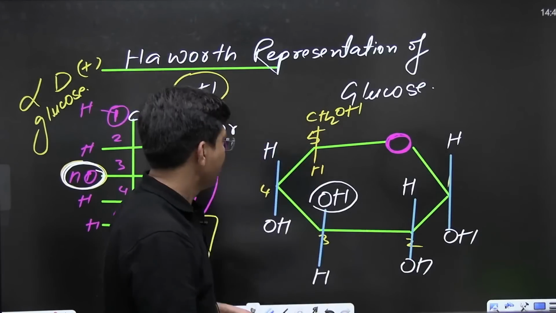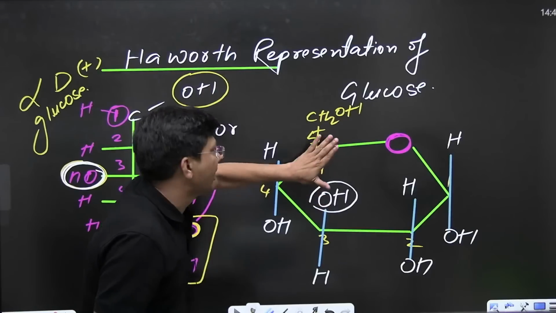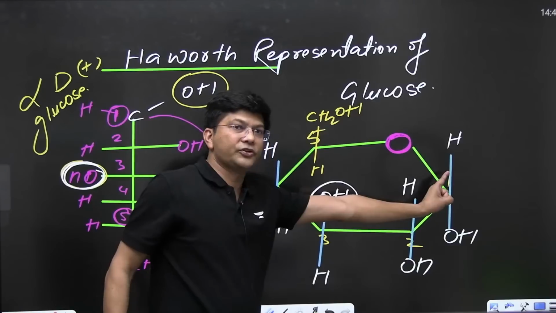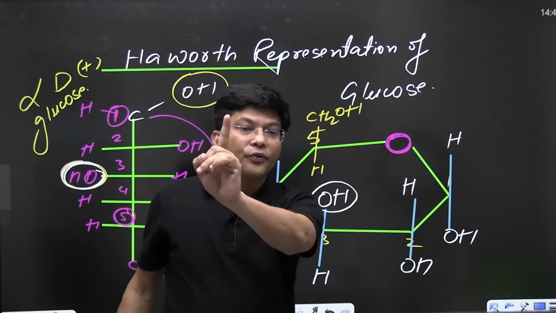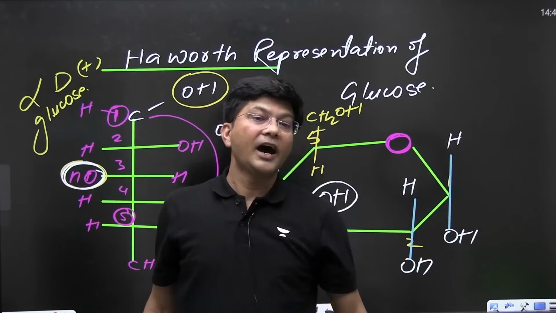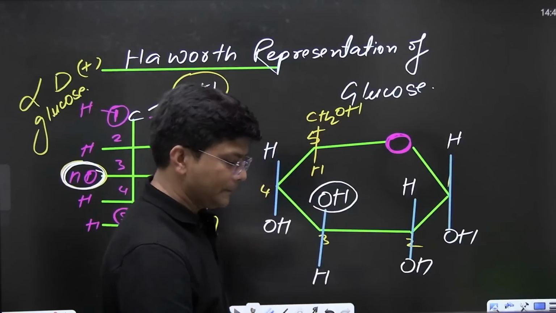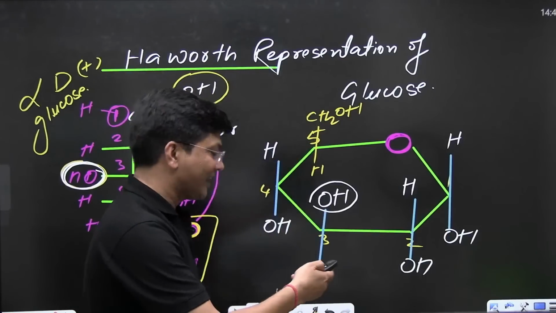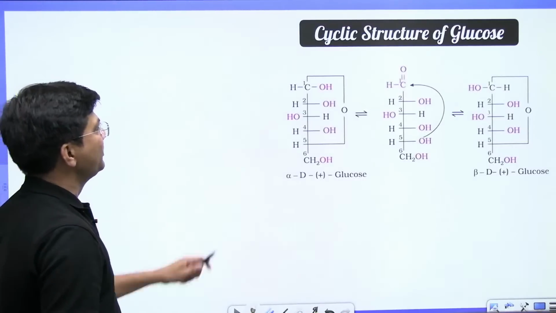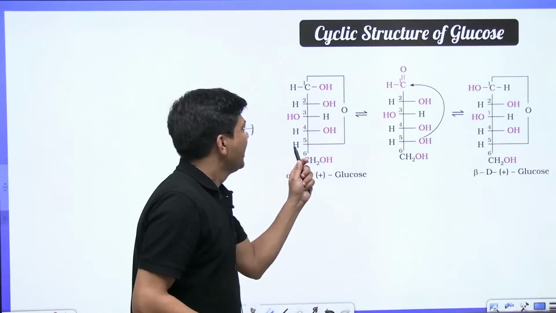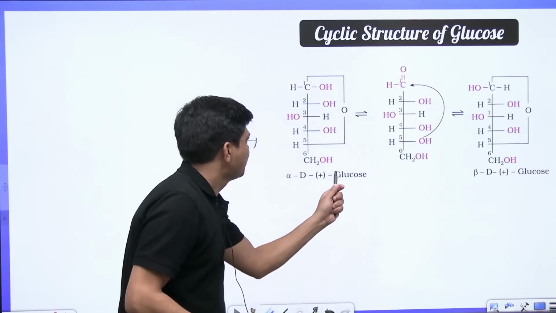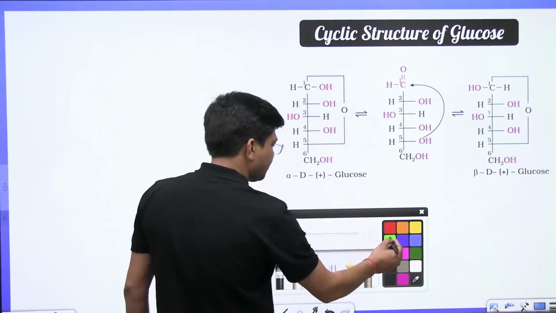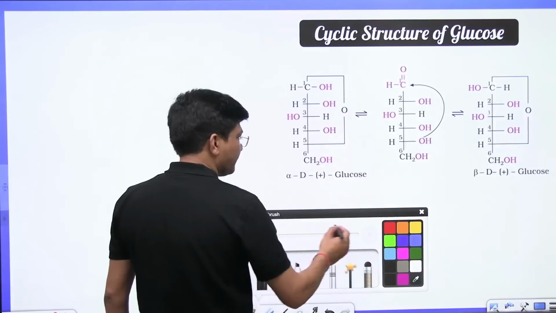My dear students, just see, if I want to draw beta D glucose, I have to change the first carbon OH. Then I will get beta D. Now let me show you what NCERT is writing. See over here, this is the NCERT. NCERT is writing alpha D positive glucose. Let me know in the chat section why it is alpha D.